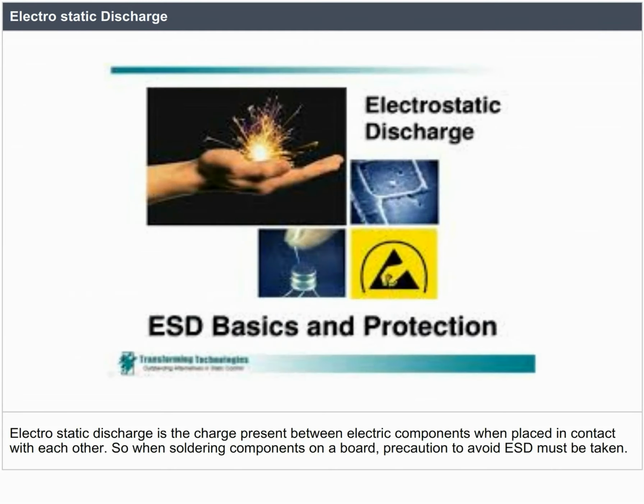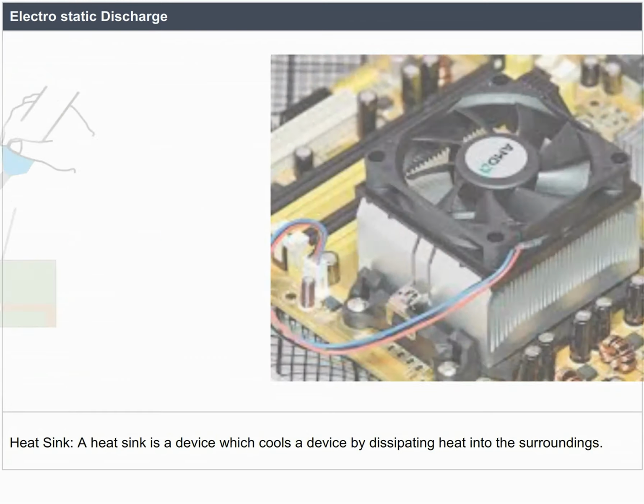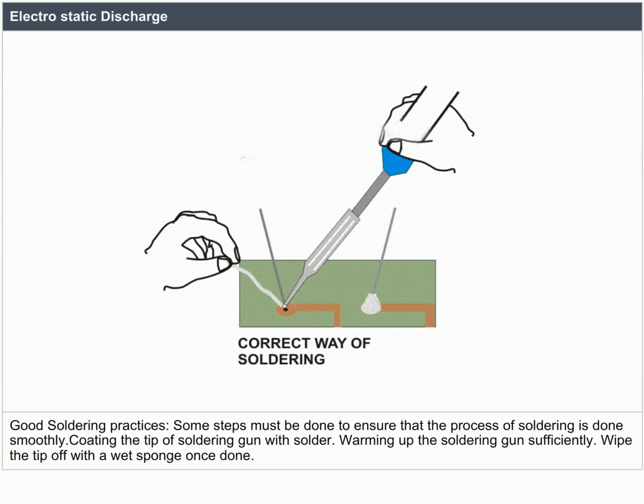Electrostatic discharge. Electrostatic discharge is the charge present between electric components when placed in contact with each other. So when soldering components on a board, precautions to avoid ESD must be taken. Heat sink. A heat sink is a device which cools the device by dissipating heat into the surroundings. Good soldering practices. Some steps must be done to ensure that the process of soldering is done smoothly. Coating the tip of the soldering gun with solder, warming up the soldering gun sufficiently. Wipe the tip off with a wet sponge once done.